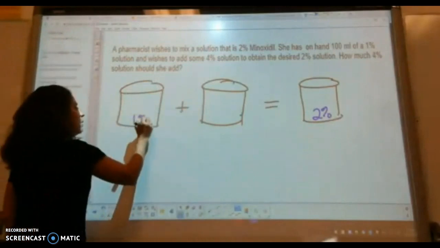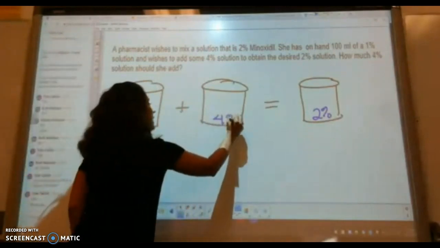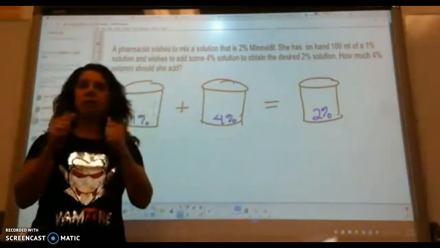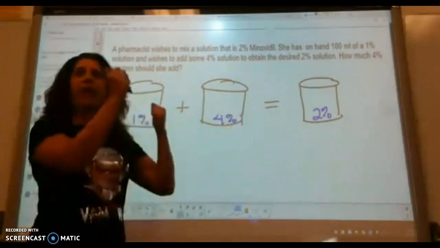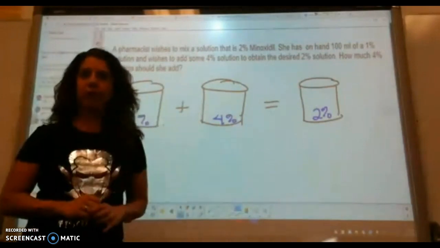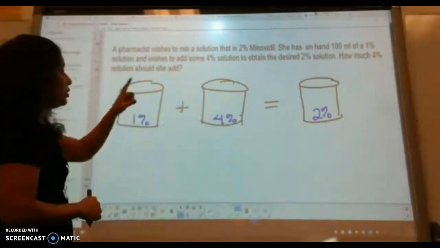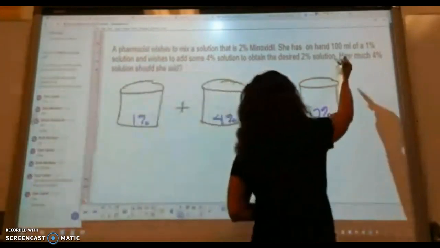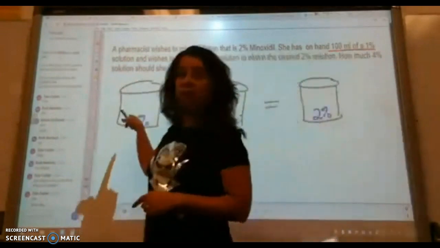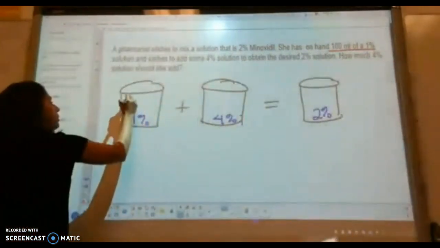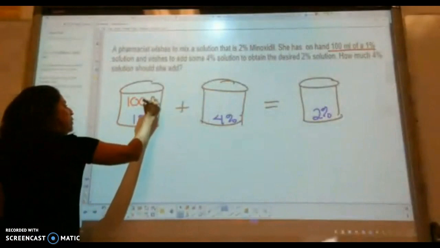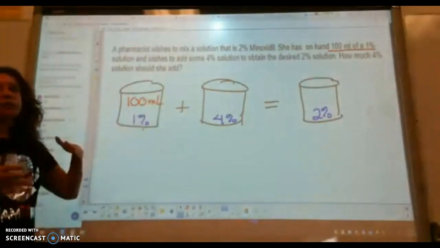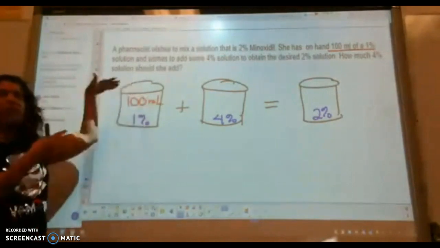So I'm going to go ahead and label what's in the buckets, like if I were going to actually have a laboratory and labeling, that's what I would label the buckets. They do give us a little bit more information. They tell me that she has 100 milliliters of the 1%. So these are the two labels, milliliters and percent.